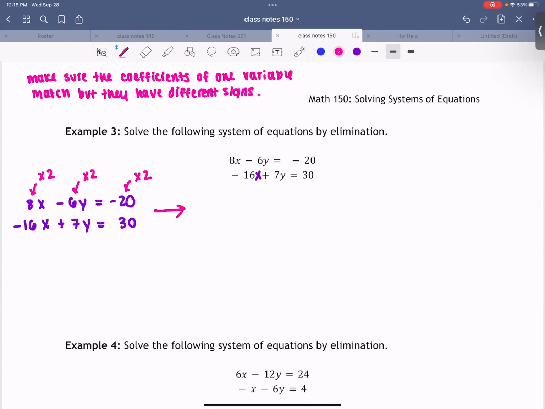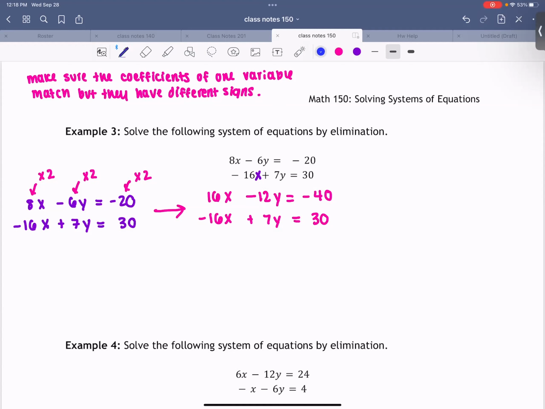So the top equation becomes 8 times 2 is 16x. Negative 6 times 2 is negative 12y. And negative 20 times 2 is negative 40. Now I didn't do anything to the bottom, so the bottom stays the same. Negative 16x plus 7y equals 30. So does everyone see how the coefficients of x are the same, but they have different signs? Yeah.